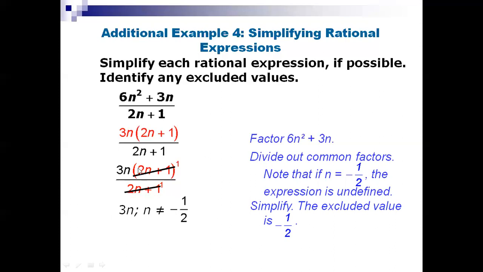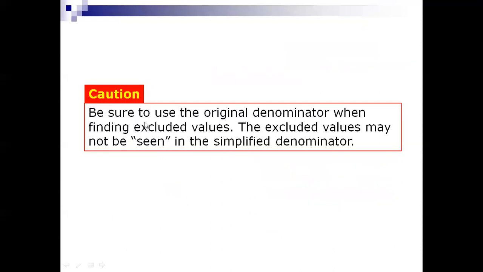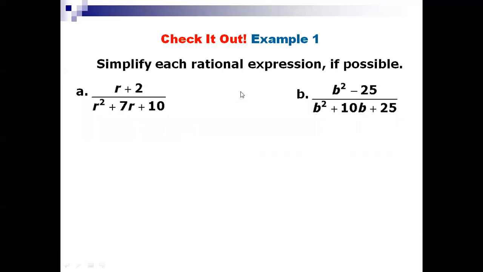Okay, so here, the simplified form of this one is 3n, and the excluded value is negative 1/2. So when n is negative 1/2, the whole expression is undefined. Take note, be sure to use the original denominator when you find the excluded values. The excluded values may not be seen in the simplified denominator, but rather in the given expression. Okay, let's check this one.